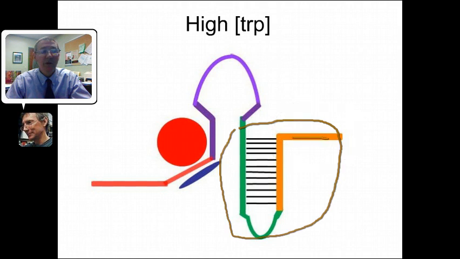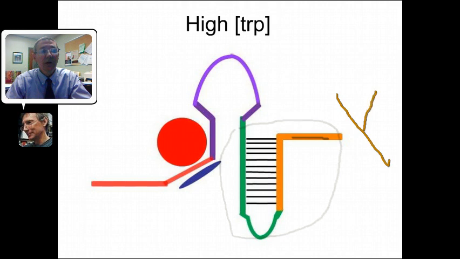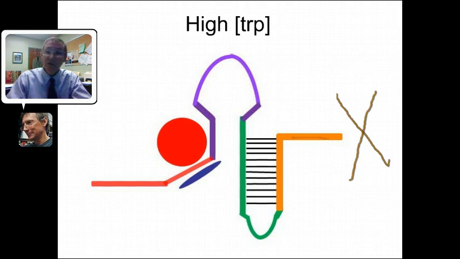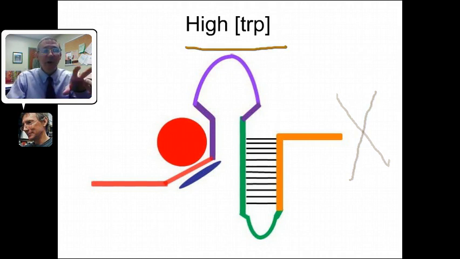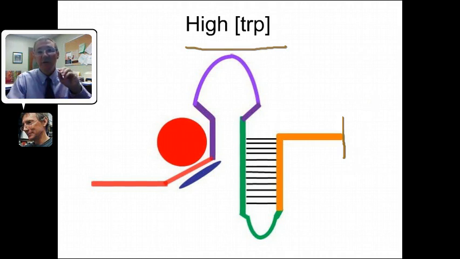Remember, there's all these U's out here bound to the A's in the template strand. RNA polymerase pauses, the AU pairs break, transcription's over, and RNA polymerase doesn't finish transcribing the rest of the polycistronic messenger. So this is attenuation. It's a fail-safe mechanism. There was plenty of tryptophan, and this stopped transcription early before you would make the polycistronic messenger that would then be translated to give you enzymes that would have synthesized more tryptophan.